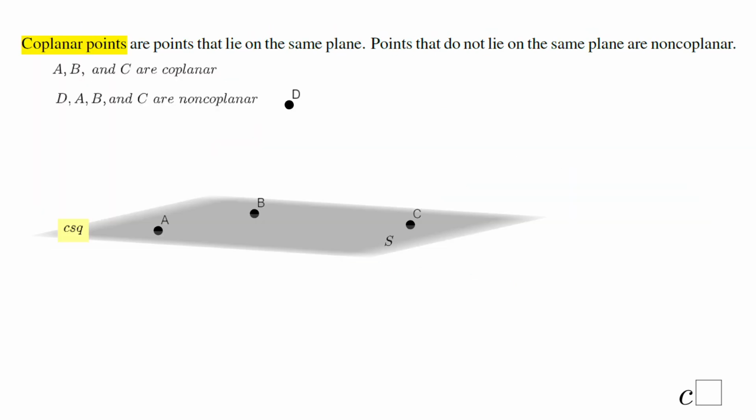Coplanar points, my next topic, are points A, B, and C. They are on the same plane, plane S, if you want to call it this way. D, A, B, and C are not coplanar. You see point D is here on top of the plane. So in order to see non-coplanar points, you need to have at least 4 points, by the way.